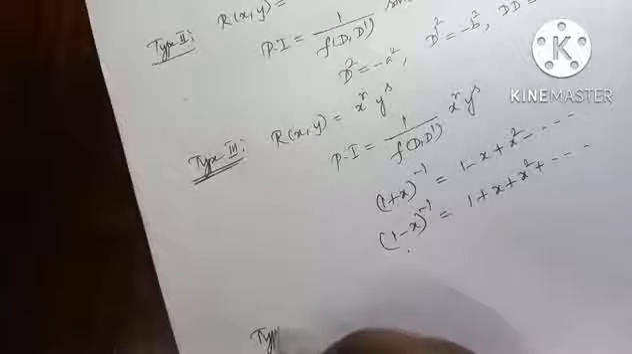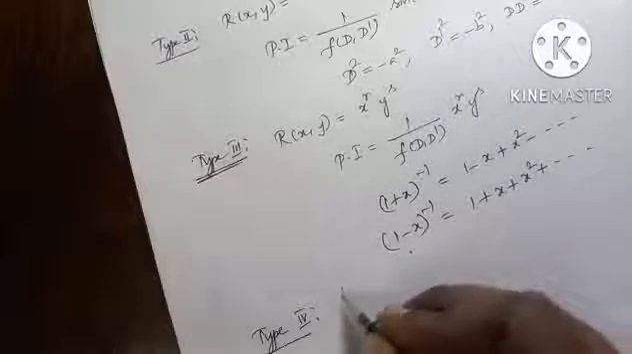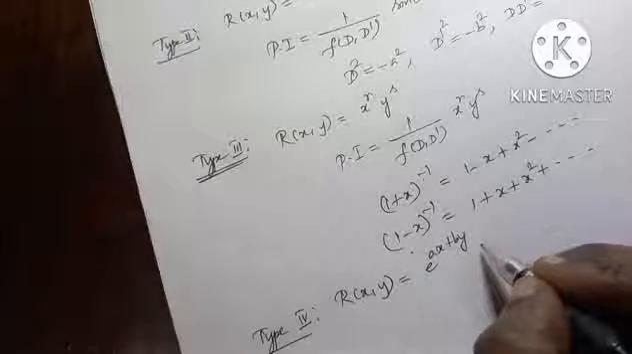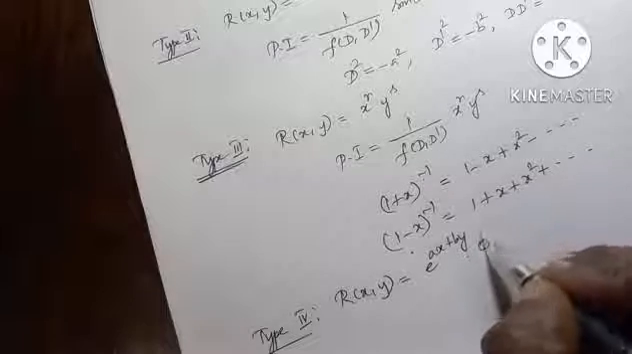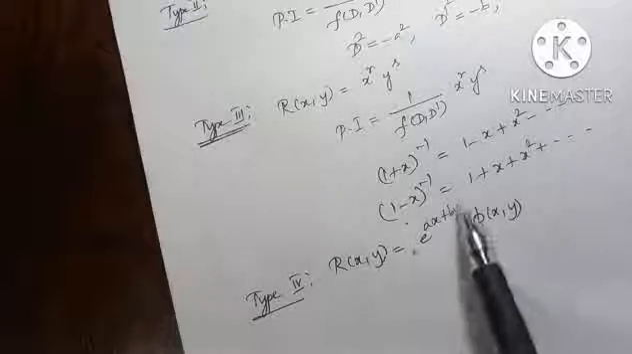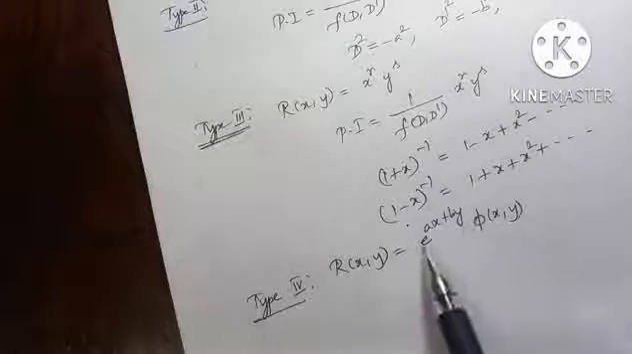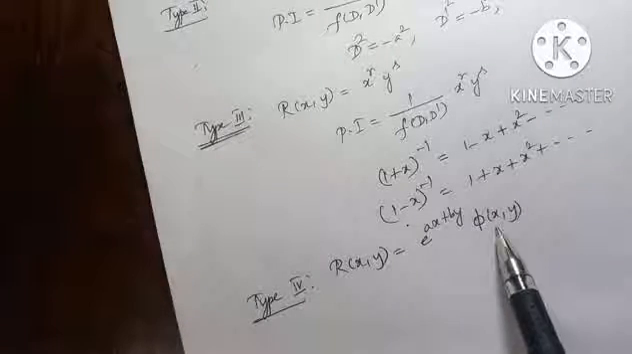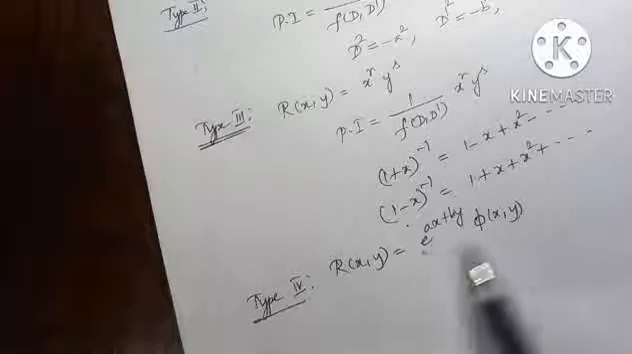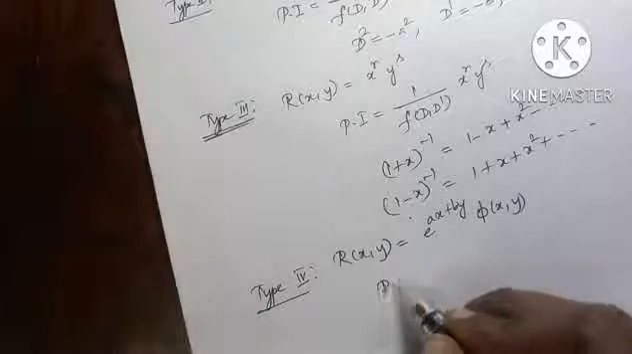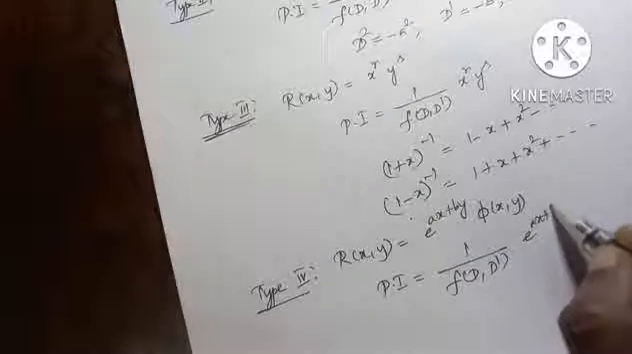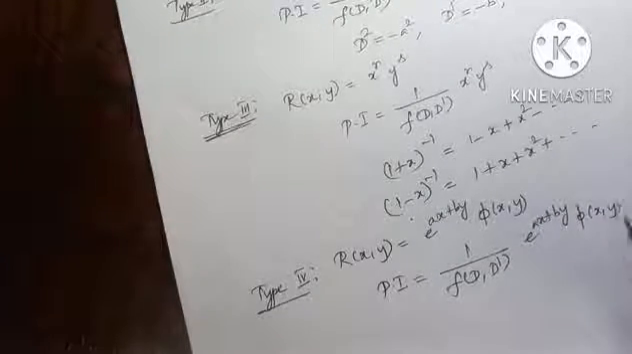What is type 4? See, if R of x comma y is equal to a product of two functions, one is e power ax plus by and some function of x comma y. Where one must be exponential, the other one may be trigonometric or polynomial, but one must be exponential. Symbolically, we write PI as 1 by f of D comma D dash into e power ax plus by into function of x comma y.